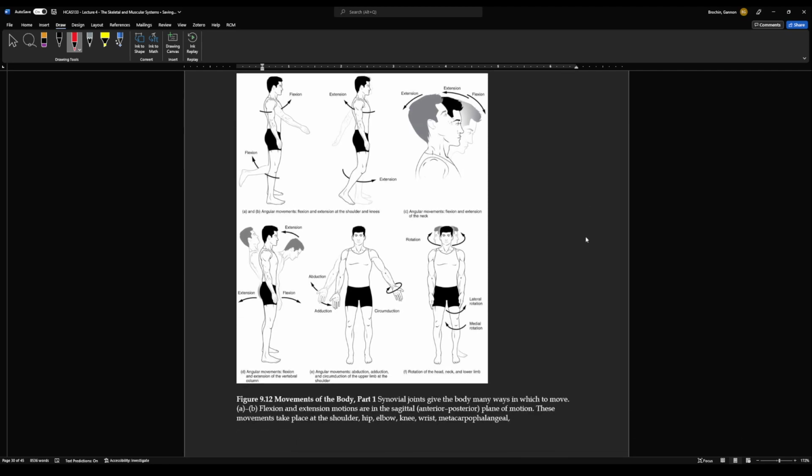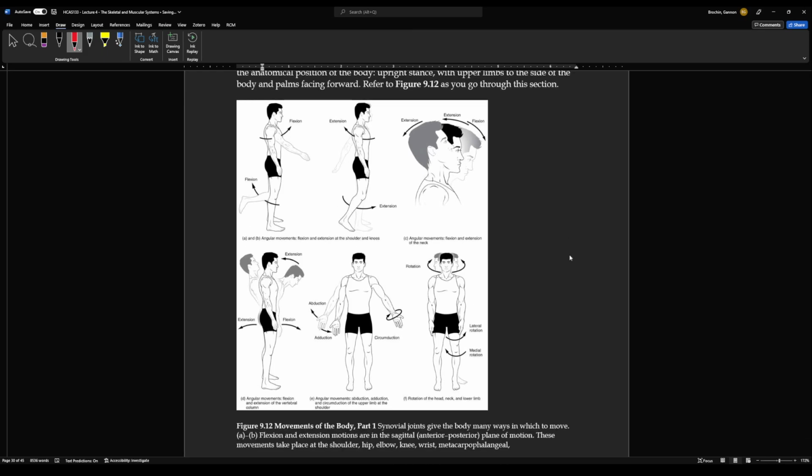So, going through motions here, it's very simple. The basic way to think about it, flexion in general is increasing the joint angle, and all of these are in reference to the anatomical position. So flexion is increasing the joint angle, extension is decreasing joint angle.